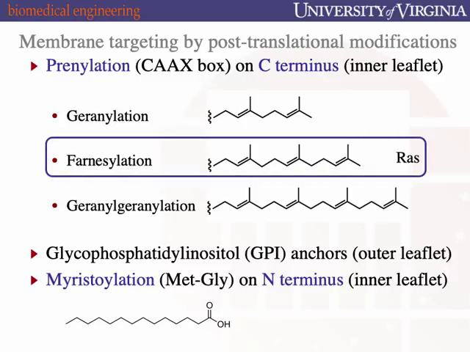And to begin circling back to Noonan syndrome and that signaling pathway that we were talking about in the beginning, RAS, right, that small G protein that we started off last class with, it stays tethered to the inner leaflet of the plasma membrane by a farnesylation modification. And we'll come back to that in a moment.